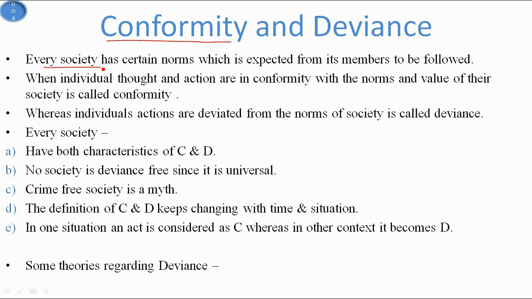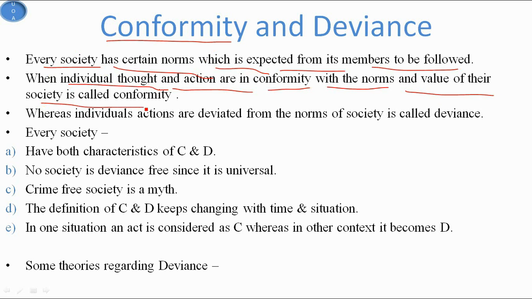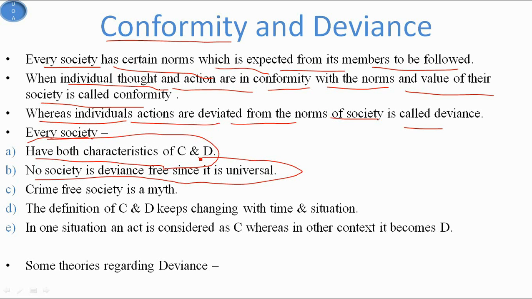So let's get started. Basically, every society has certain norms which are expected from its members to be followed. When individual thoughts and actions are in conformity with the norms and values of their society, it is called conformity. Whereas when individual actions deviate from the norms of the society, it is called deviance. Every society has both characters, conformity and deviance.